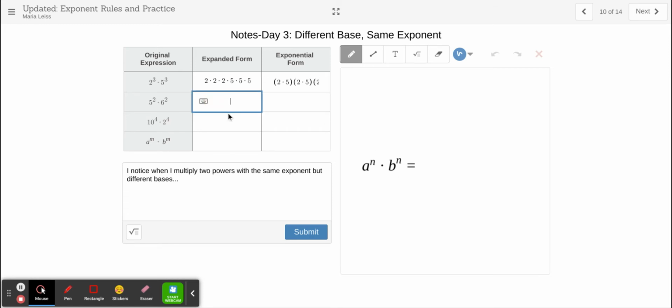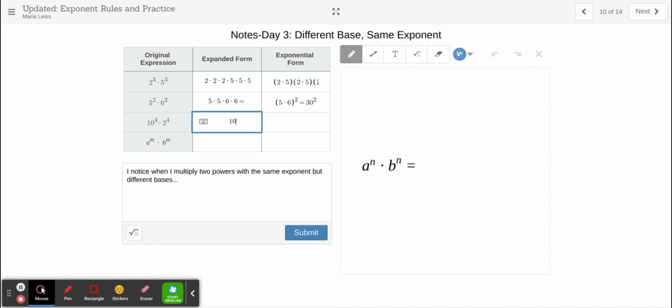Same thing's going to happen here. 5 times 5 times 6 times 6. Oops, I don't want that, so I'm going to come back over. I'm going to come back in here. I'm going to put the equal sign so it doesn't change it. Then I also know that 5 times 6, because I can put those together, and I can put those together, equals 5 times 6 is 30 to the second power.